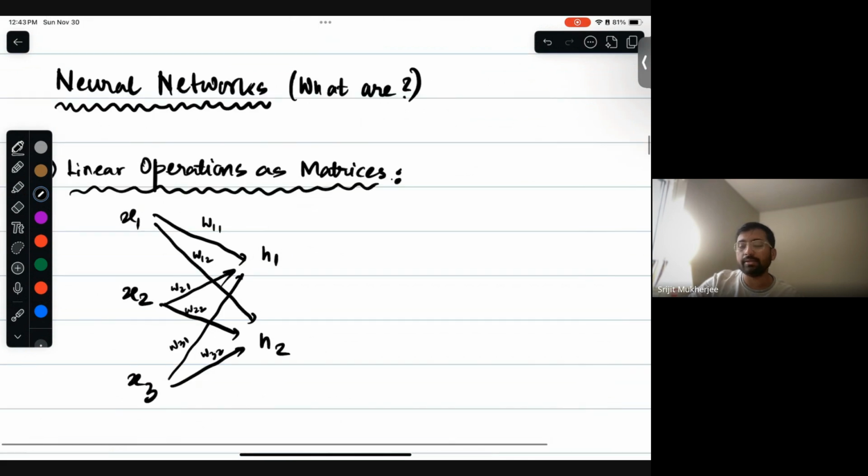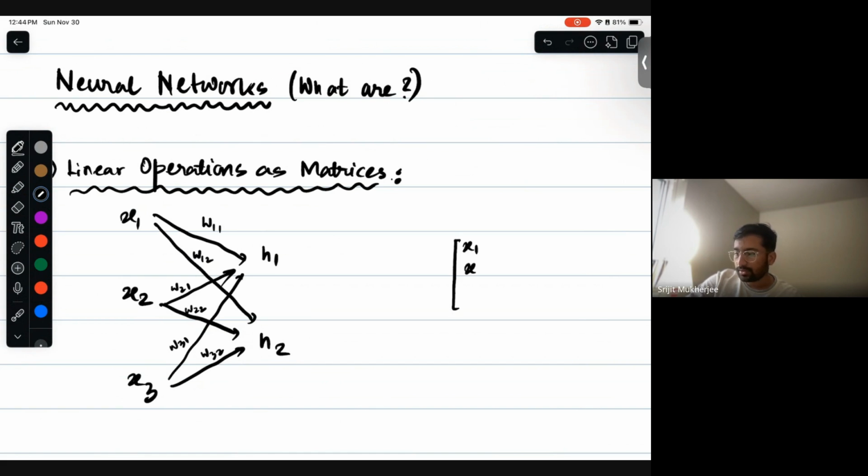Interestingly, these numbers can be arranged in a beautiful format, and maybe you could have guessed it by now. We can actually write it in matrix form. So if this is x1, x2, x3, the question is: what is this W such that it turns out to be h1, h2? For x1 we have h1, so the first one is w11.